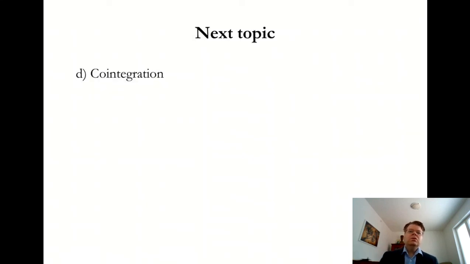So I will continue in the next lesson to what we can do when we have this kind of variables with a time trend. And I'll talk about so-called spurious regression and then so-called co-integration analysis. Thanks for your attention and see you in the next video.